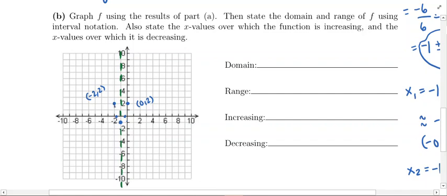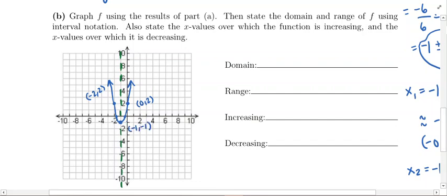So here we go. The parabola will look like this. Remember, the vertex absolutely has to be the lowest point on the graph, and then it goes up forever in both directions. Here's your parabola. So key points: (-2, 2), (0, 2), and the vertex is (-1, -1).